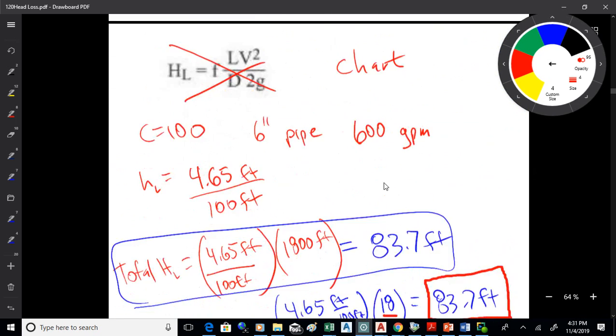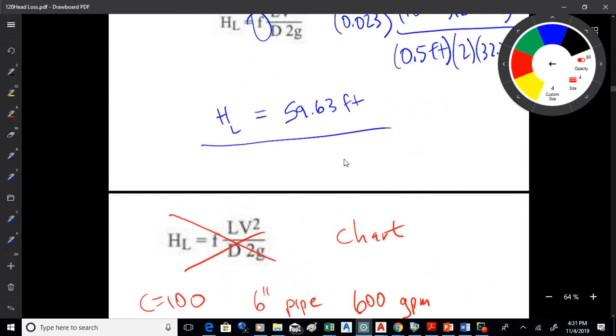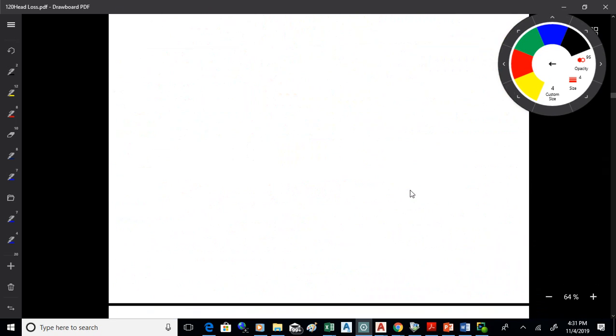Now you might notice these numbers are a bit different. And that is something to realize, is that head loss is not a perfectly accurate number. It's based on a lot of assumptions. So I don't calculate head loss with the expectation I'm getting an exact number. It's a ballpark number, and I treat it as such. But that's how we go about calculating it. Okay.